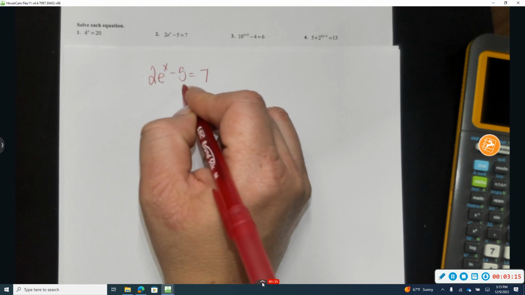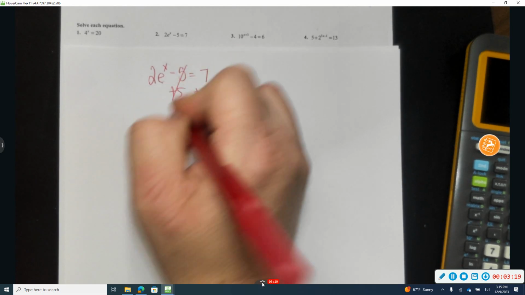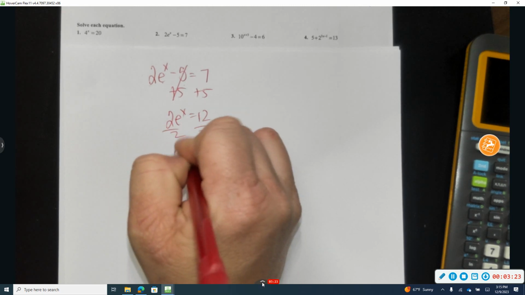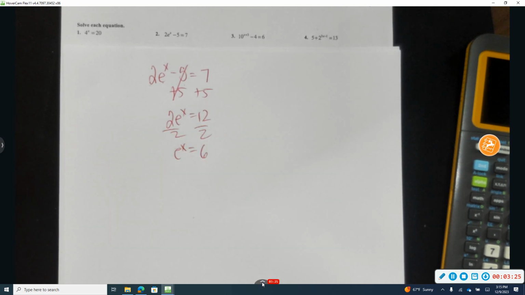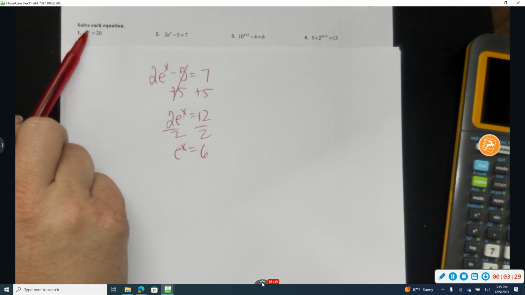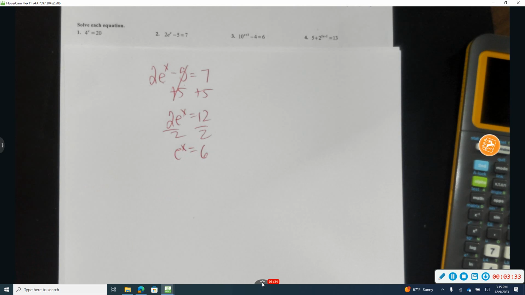So on the side that has the variable, is there any adding or subtracting that can be eliminated? 2 times e to the x equals 12. Divided by 2 gives me e to the x equals 6. And now I'm back to the exact same problem as number 1. I have a value raised to a variable equals a value.